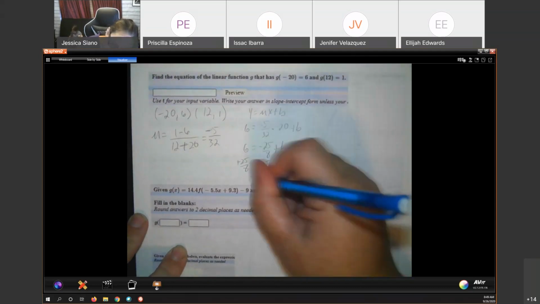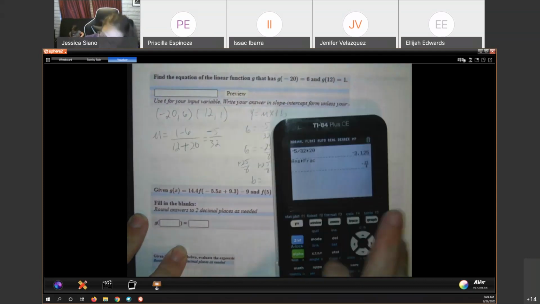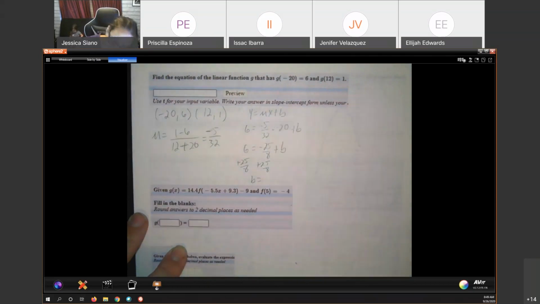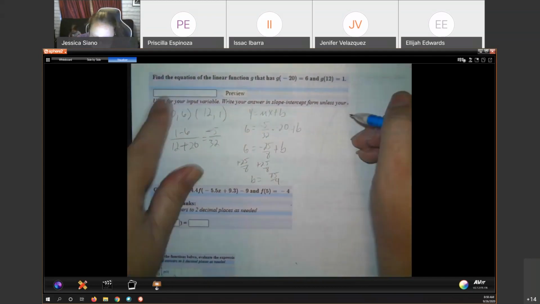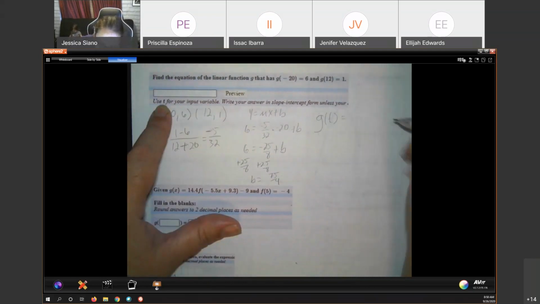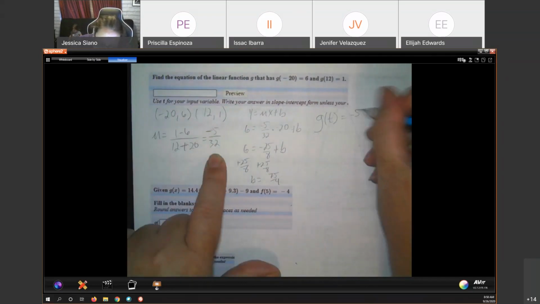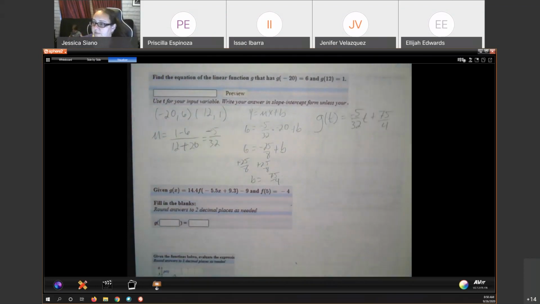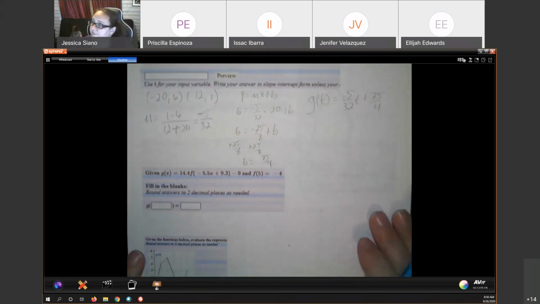So then 6 plus 25 over 8. And then again, math enter, 75 over 4. So the equation of my line, now see how that says t right here? So this is g of t equals negative 5 over 32 t plus 75 over 4. Okay?